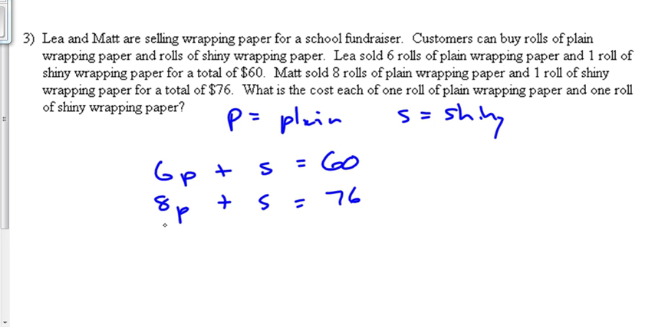All right, so there's a couple ways to think about this. One way you could think is, well, my S actually is the same, and the P is only up by 2. So that means that whatever the difference is, which, 76 minus 60 is 16, that's what 2 rolls of plain paper cost. The difference here is 2P, and my difference over here is 16. And then if you divide both by 2, you get P is equal to 8. So the plain rolls are equal to $8.